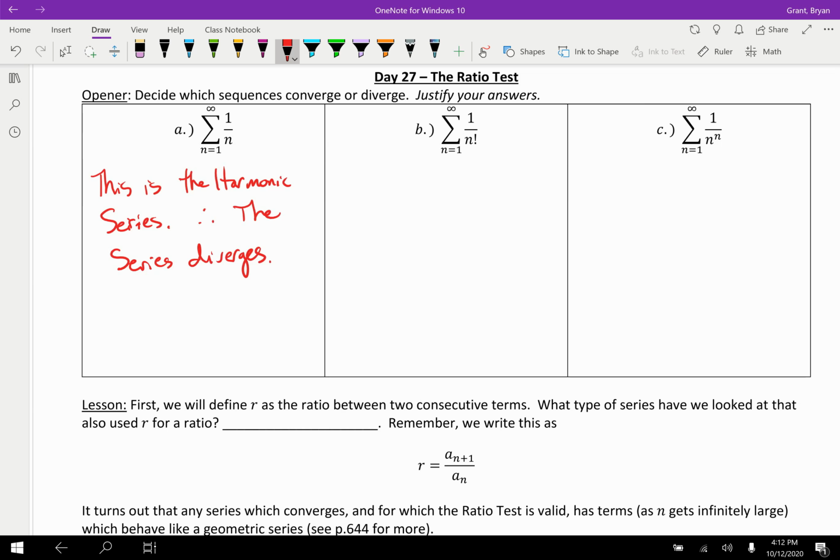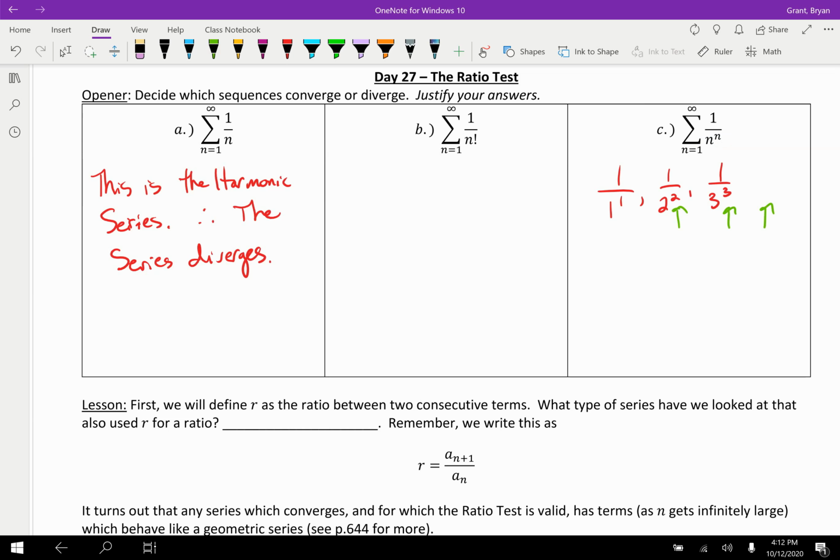1 over n factorial and 1 over n to the n. Well, looking at these, I'm pretty confident that both of these are going to converge, but I'm not quite sure why. Now, I mean, if you picture this right here, think about the denominators. 1 to the first, and then we have 2 to the second, and 3 to the third. Look at all these exponents. Almost every exponent in here is going to be a p-value greater than 1, except for this first one, but we know that one term doesn't throw off convergence or divergence.